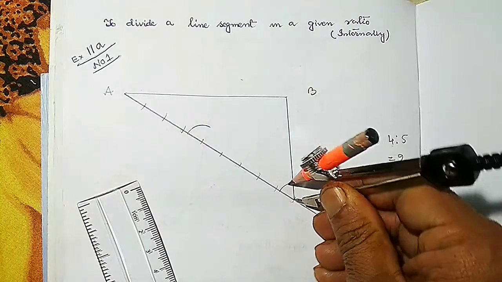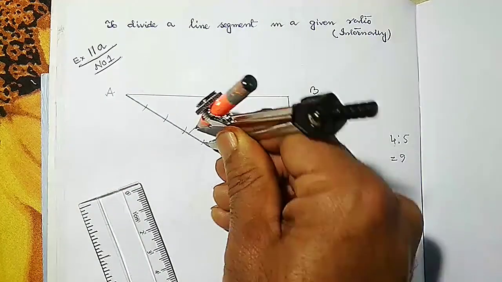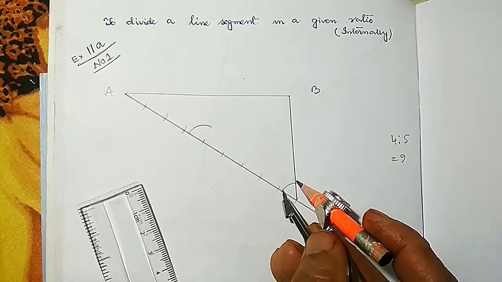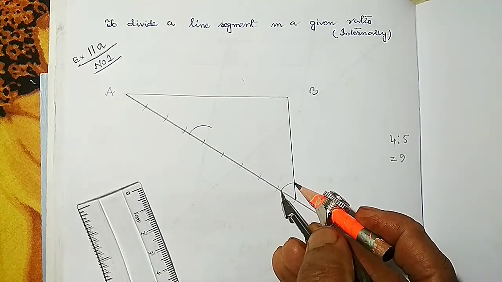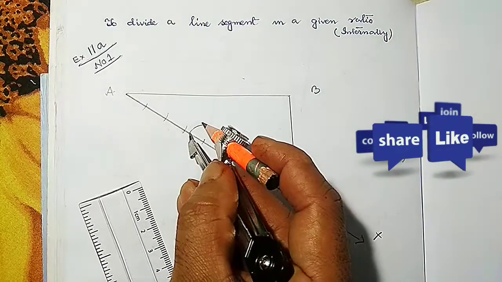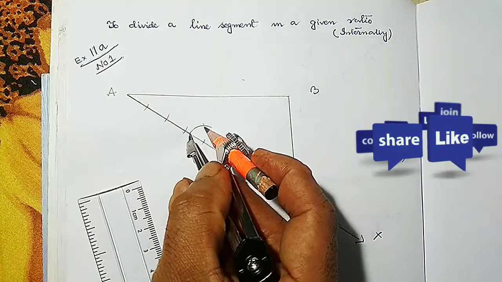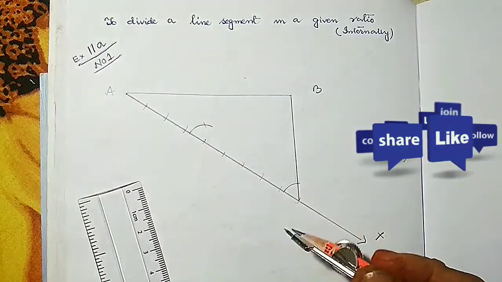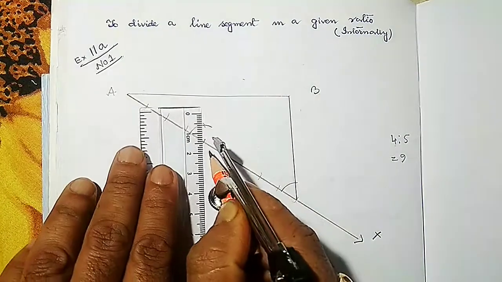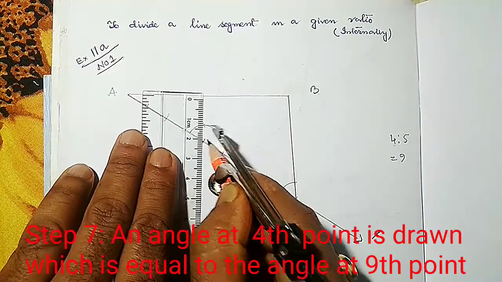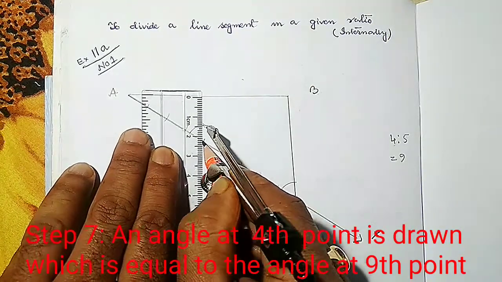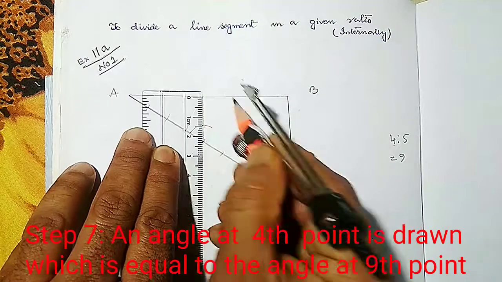With this radius I have drawn an arc. With the same radius you have to draw another arc here. In the next step, you measure from here till this much, and with this measurement you have to draw one arc from this point. Clear? Then this point and this point you have to join. Be careful while joining the points. So here I have joined these 2 points.